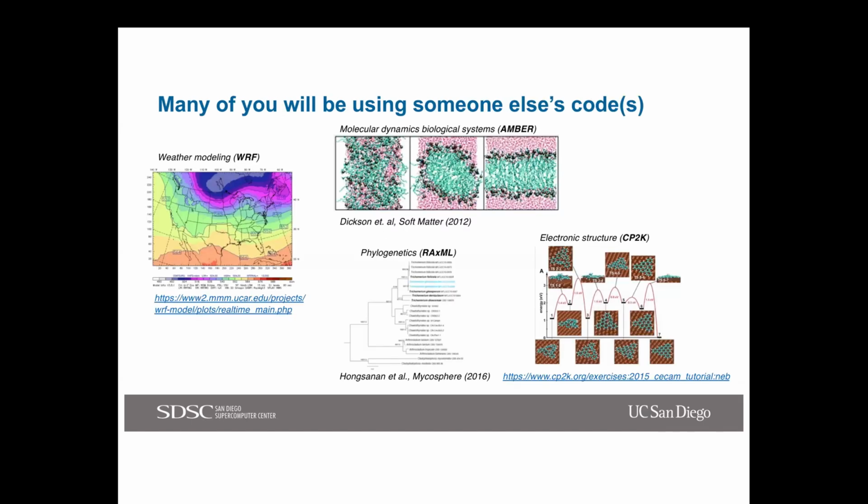So these are some popular codes that Bob's highlighting. If you're in the atmospheric research sciences, you might do some weather modeling. Molecular dynamics codes are very popular on our systems, and probably take up quite a significant amount of the computational workloads that we run. There are also phylogenetic codes and, again, a lot of material science applications, in addition to the molecular dynamics you see.